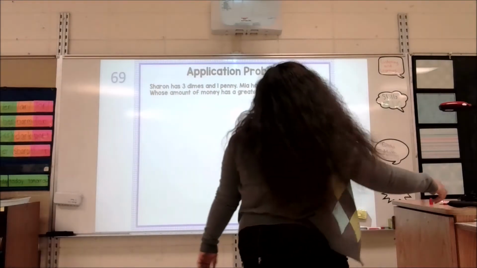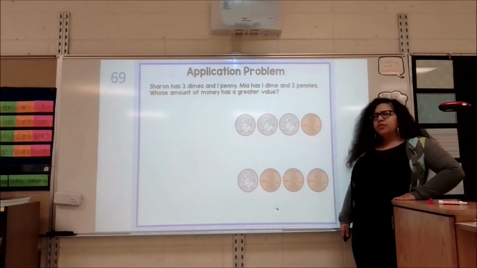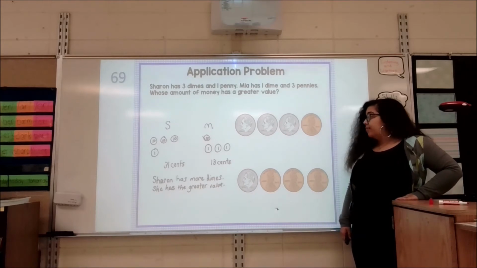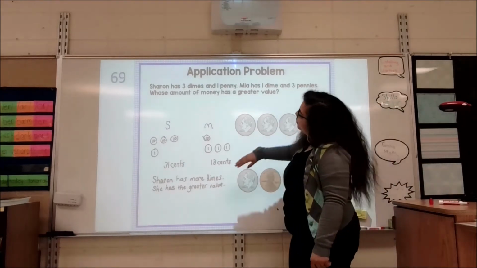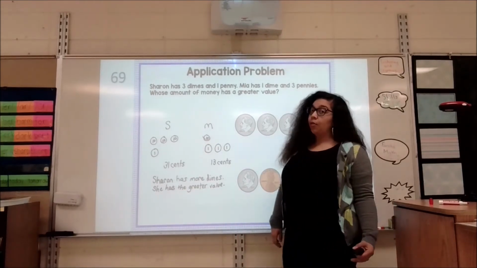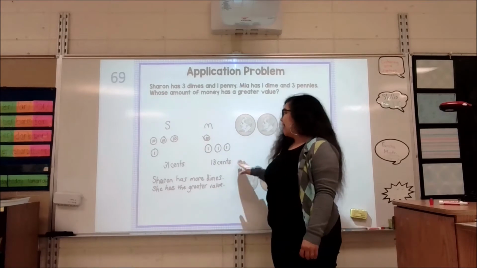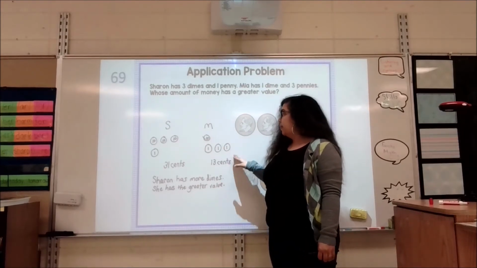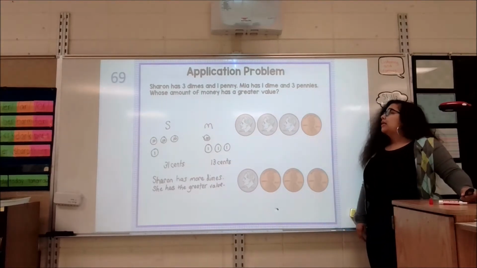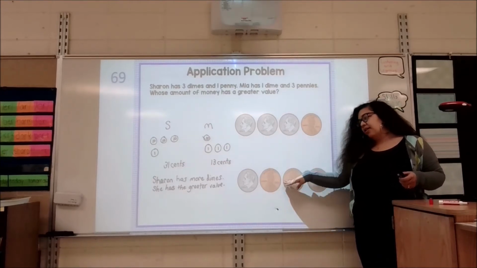All right, good. So Sharon has 3 dimes and 1 penny. Mia has 1 dime and 3 pennies. Whose amount of money has a greater value? Sharon, because, well, first off, Sharon's got more dimes. So in the picture that I drew, I used my dimes and my pennies. I wrote circles with the number 10 for dimes, and I wrote circles with the number 1 for pennies. And I see that Sharon has 31 cents, 3 tens and 1 one. And then I see that Mia, having 1 dime and 3 pennies, has 13 cents.